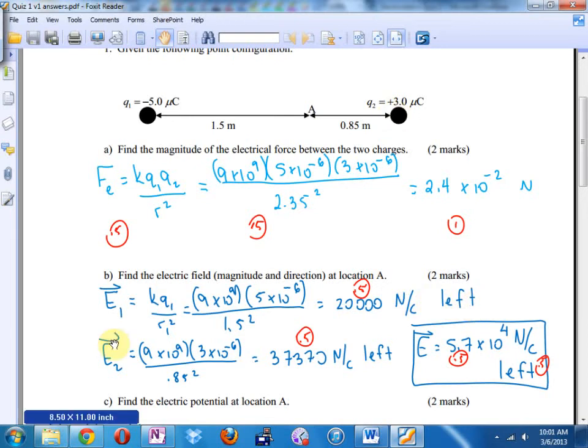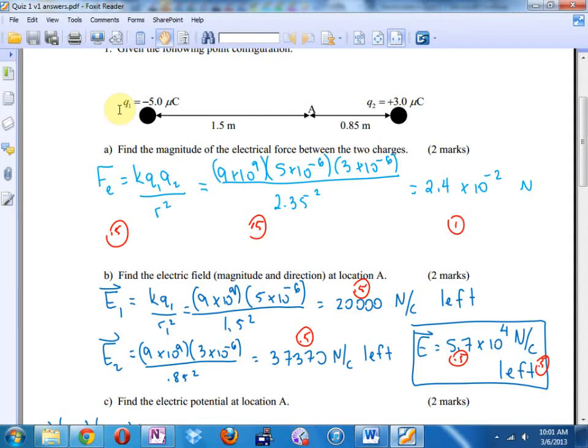Find the electric field of the second charge, KQ2 over R2 squared. You get 37,370 newtons per coulomb. Direction. Which way would a positive charge right here want to move because of this guy? It would be repelled to the left. So they're both to the left. I get left plus left. So you know what, John? I'll just add them up. I don't go winner minus loser. They're both winners. I got 5.7 times 10 to the 4th newtons per coulomb. And then direction, half mark, left. Or you could say west, but since I didn't throw a compass on there, I used left and right.